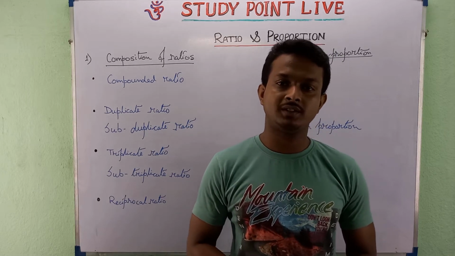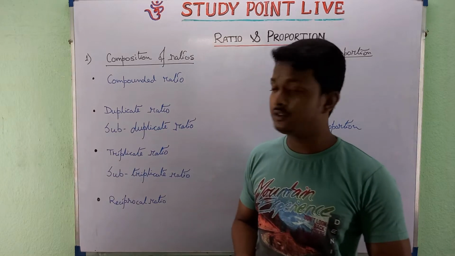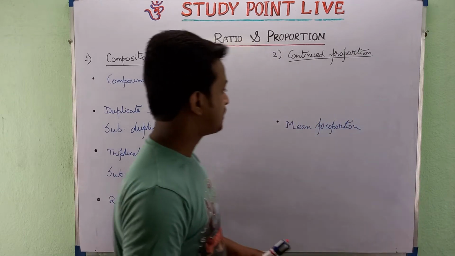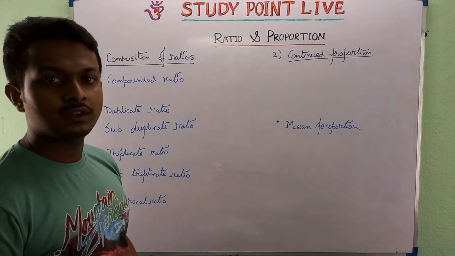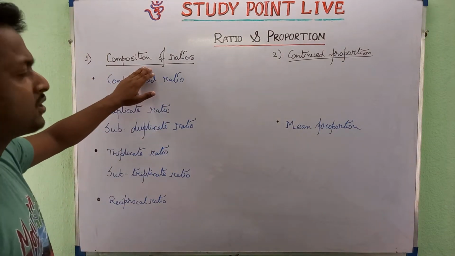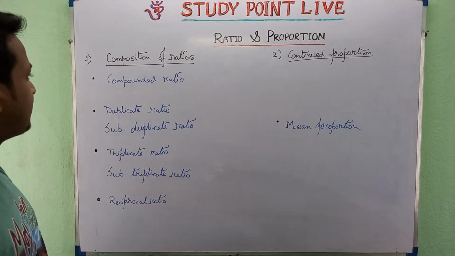Today our topic is ratio and proportion from ICSE class 10. Before going to the exercise, we must know some basic things which we need to solve the problems in the exercise. See, the first thing is the composition of ratios. And here the first topic is the compounded ratio.